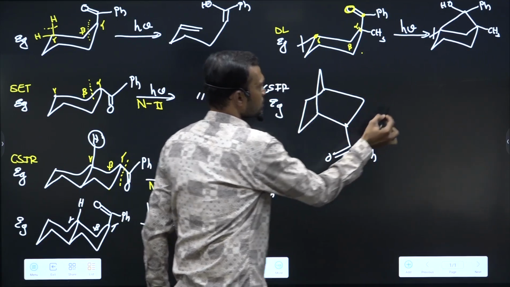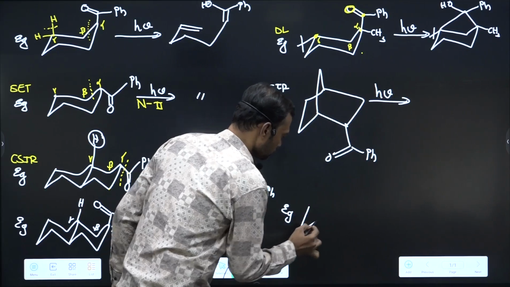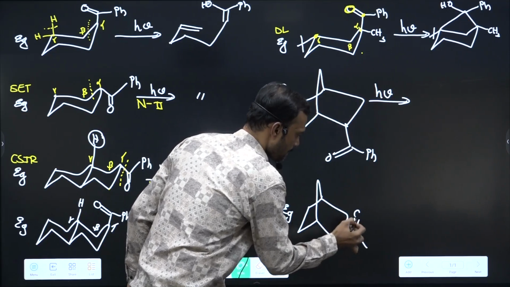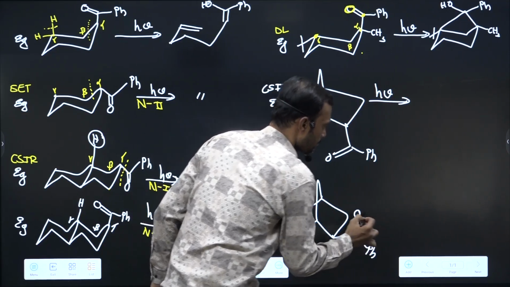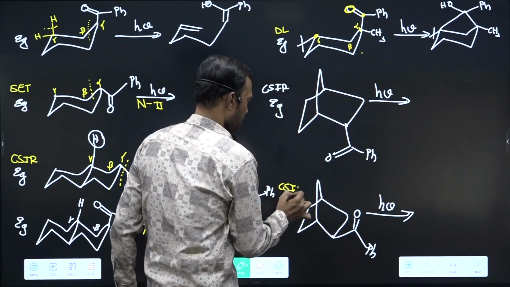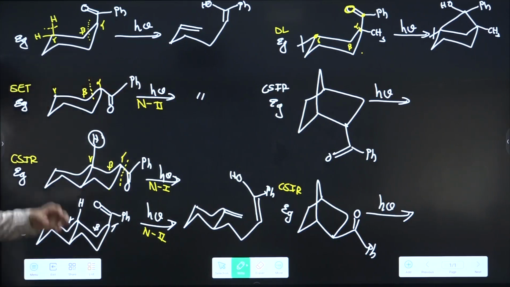This is also a CSIR question. These two are repeated. Is it NAR-1 or NAR-2?